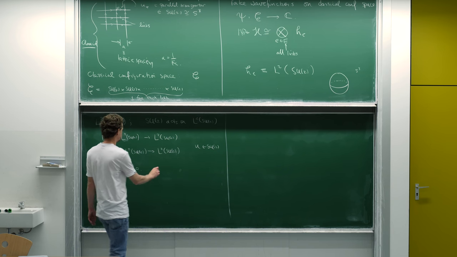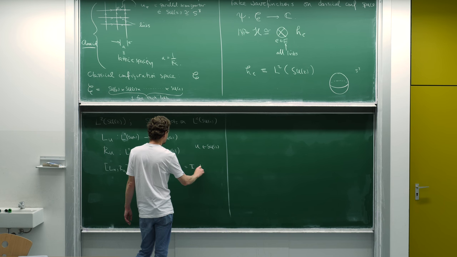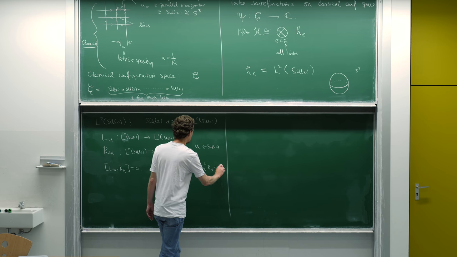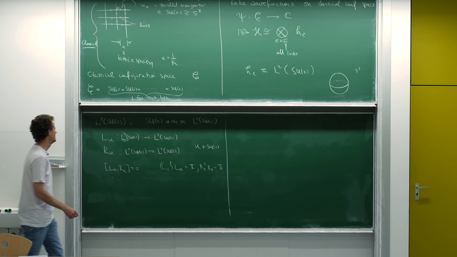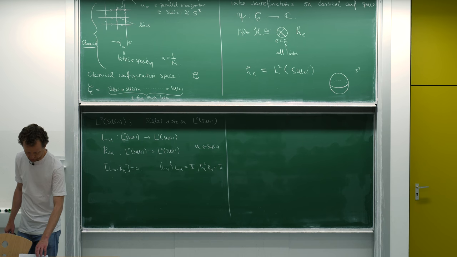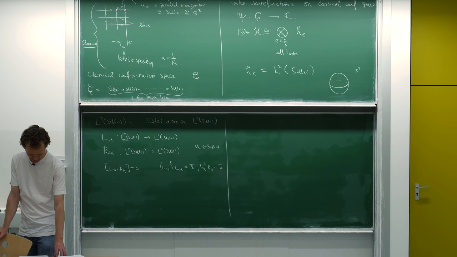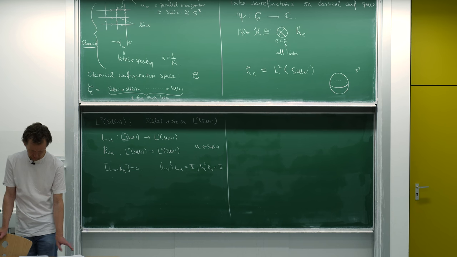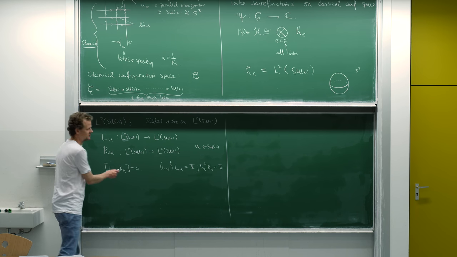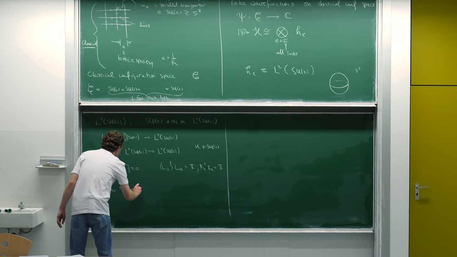So this forms a representation. The way I set them up is that it really does form a representation. These operators were set up so that they give actual representations of SU2. So we also have that L_UV is the same as L_U times L_V.